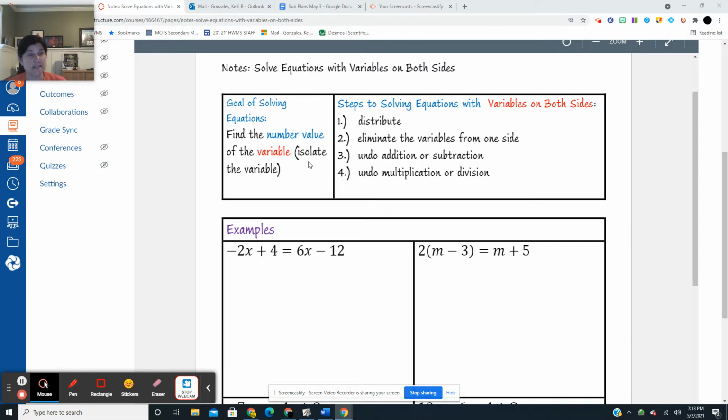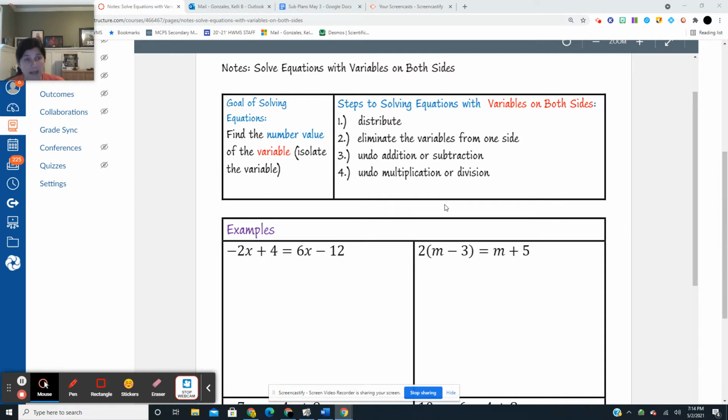So I've listed the steps on your notes for today, and you can see them here. Our first step again is to distribute. That's always our first step, is to get rid of any parentheses that we see. And then we have this new step here. Step 2 is to eliminate the variables from one side. So before we do anything else, we want to eliminate the variables from one side.